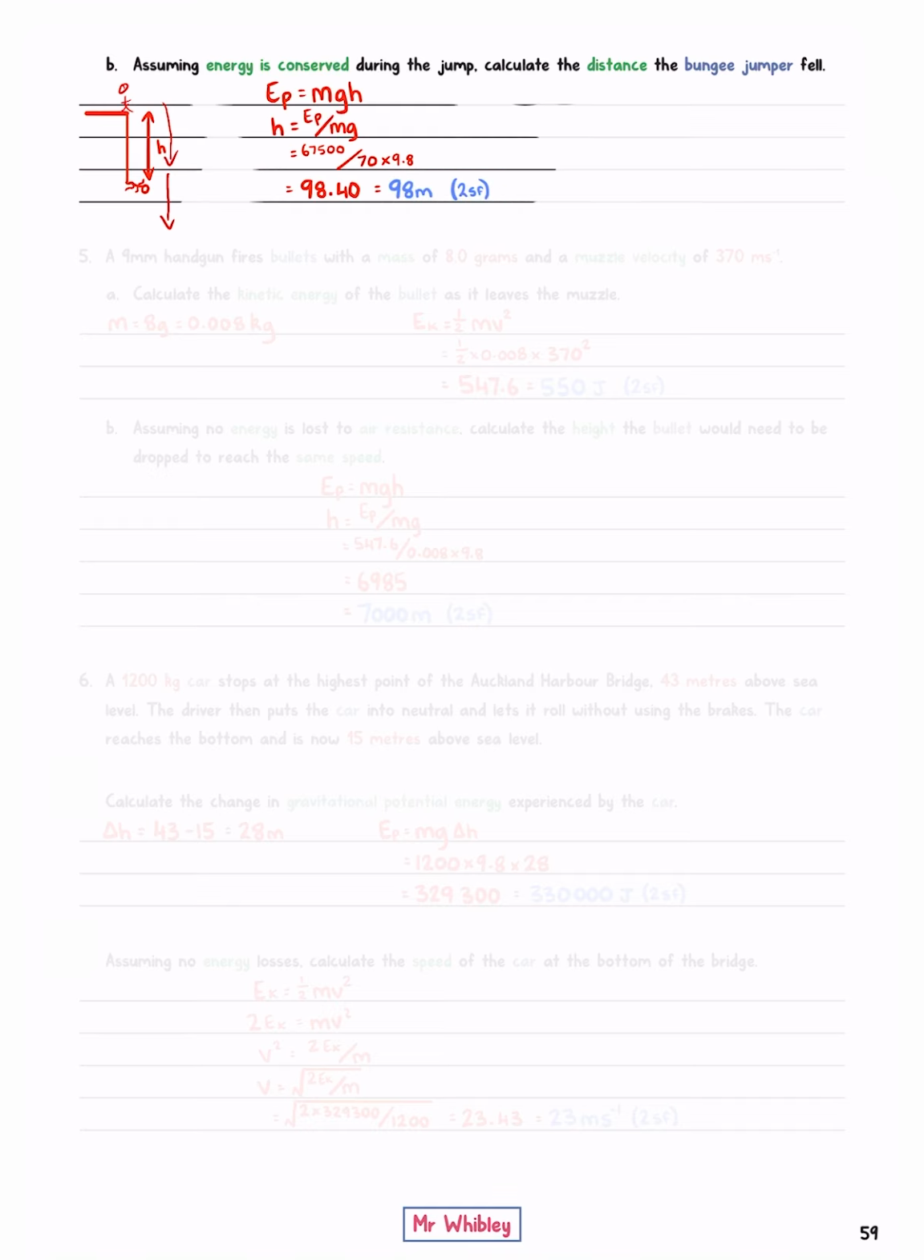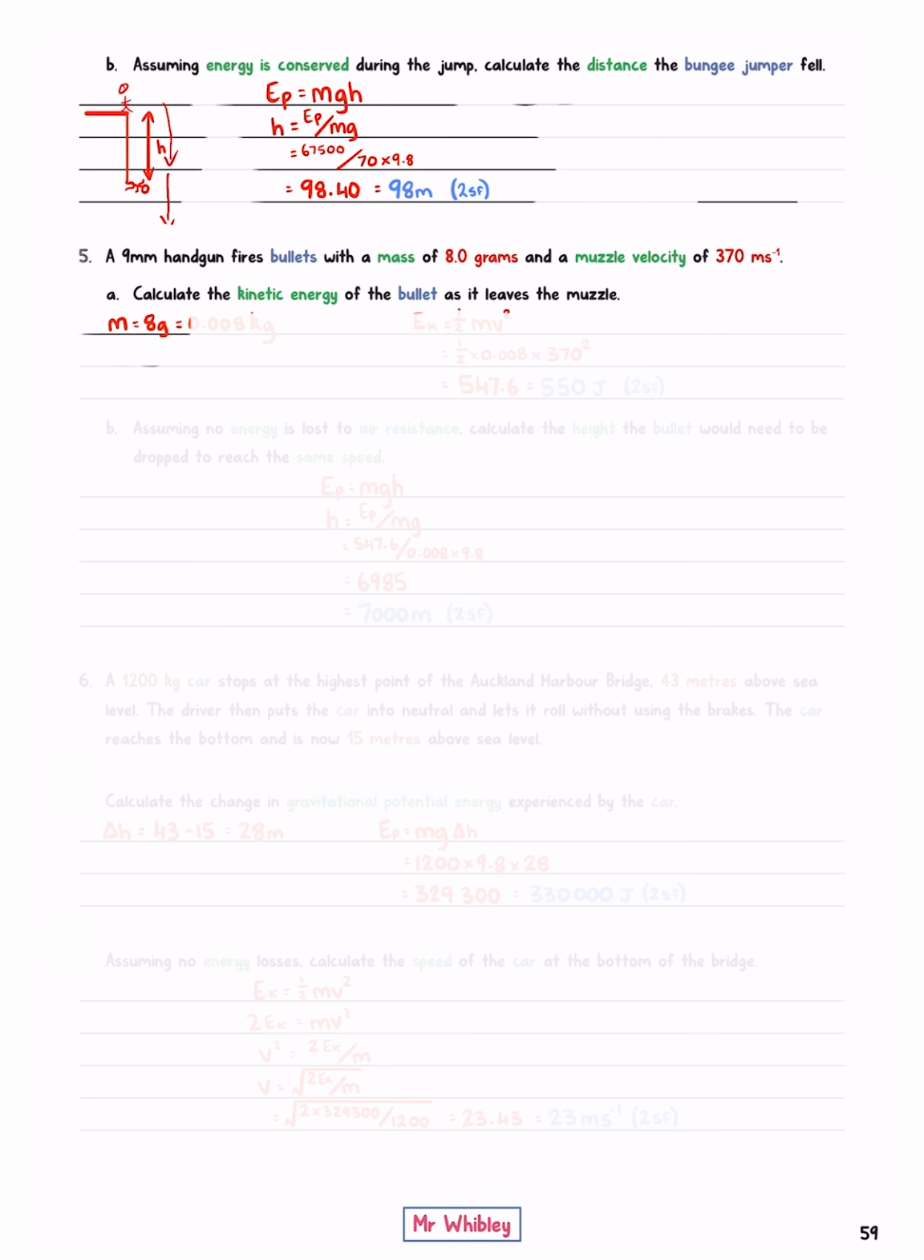Question 5. A 9mm handgun fires bullets with a mass of 8.0 grams and a muzzle velocity of 370 meters per second. Calculate the kinetic energy of the bullet as it leaves the muzzle. We can first of all convert our 8 grams into kilograms by dividing 8 by 1000, and then knowing our kinetic energy equation and knowing both our mass and our velocity, we get 547.6 or 550 joules to two significant figures.